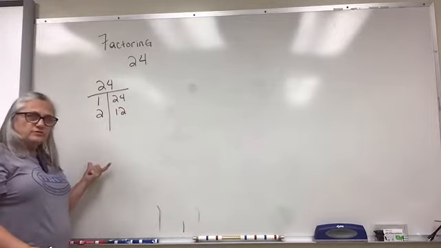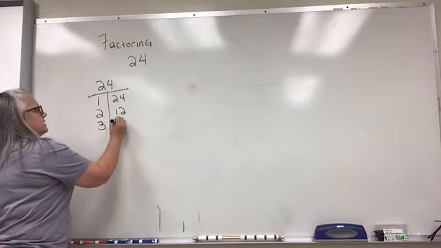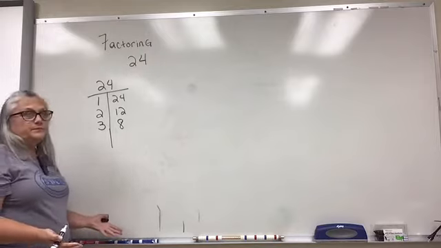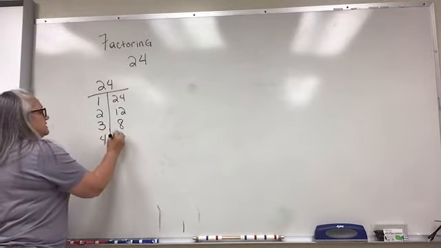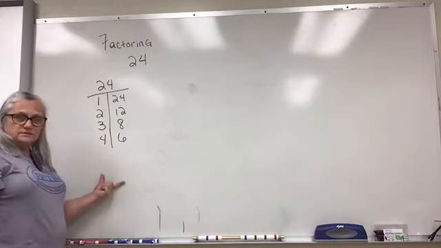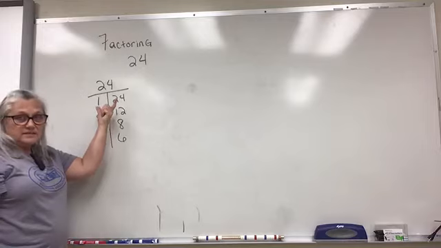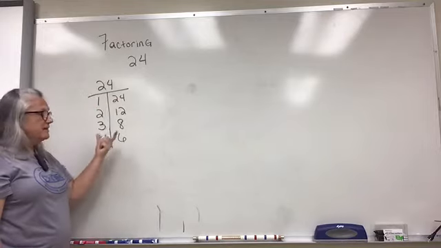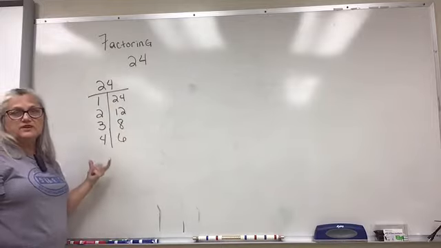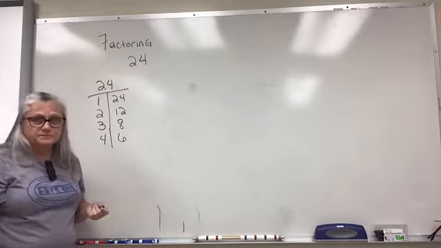Is 3 a factor of 24? Yes. So 3 and 8. What about 4? Oh yeah, 4 and 6 are factors of 24. What about 5? No, because it doesn't end in 0 or 5, it's not divisible by 5. Well, then I go back to 6, so then I'm starting to repeat myself again. So these are all the factors I have of 24.